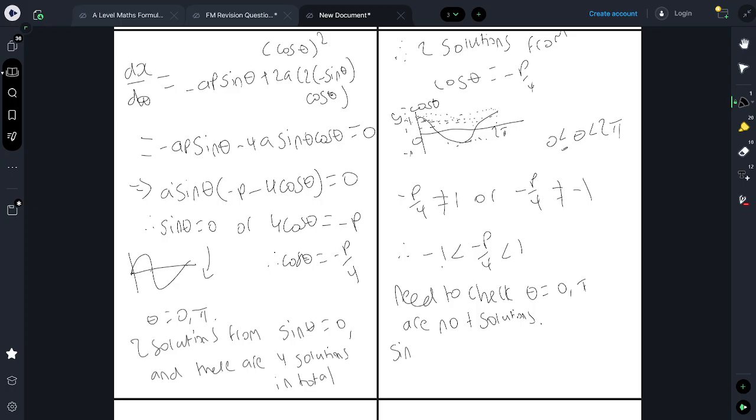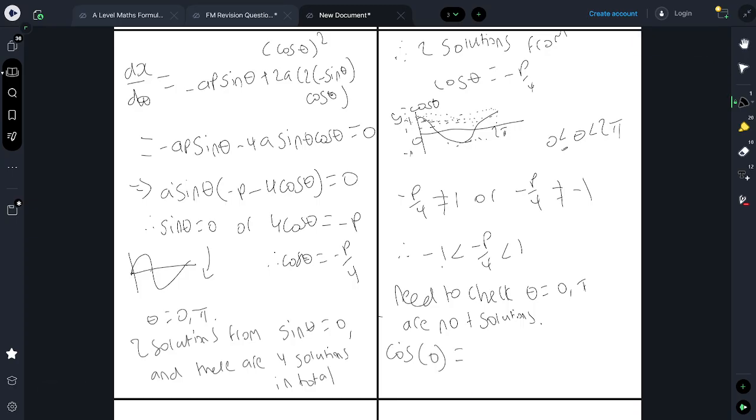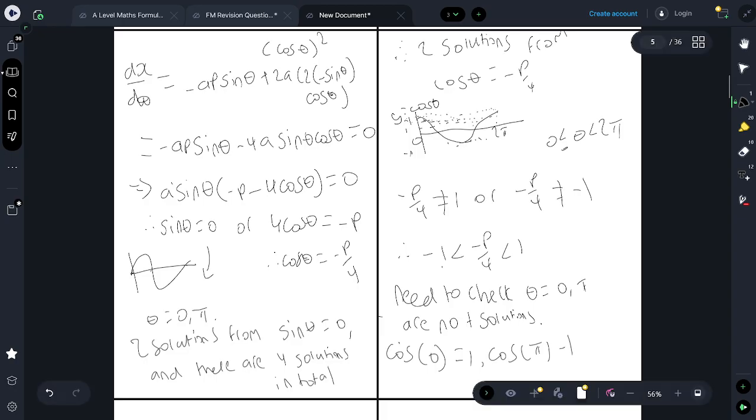So the way to check this essentially is to substitute 0 and pi into cos theta. And let's see what happens. So cos of 0 is 1. And actually cos of pi is minus 1. But we discussed that minus p over 4 cannot be 1 or minus 1. So we don't need to worry.